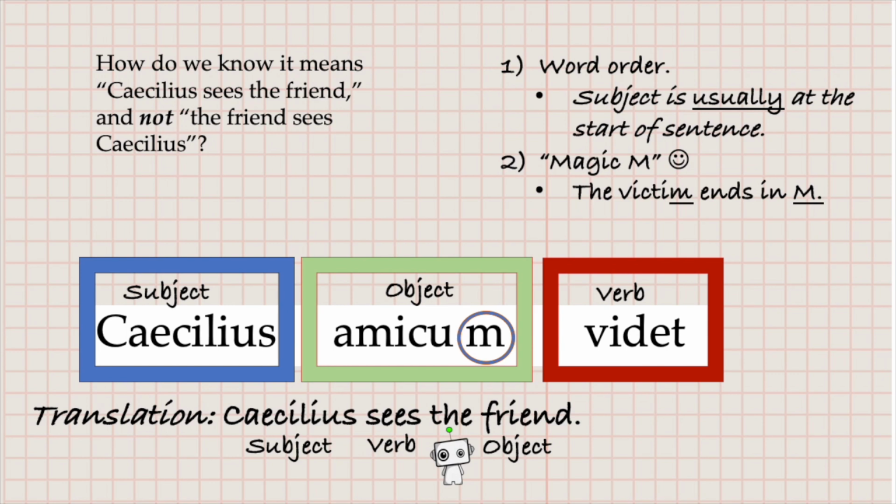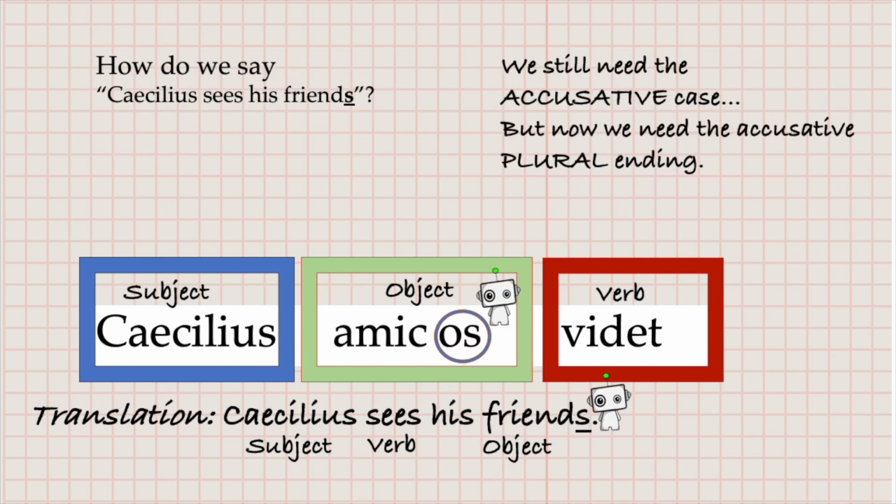Here's the accusative singular in action. Remember, it's got that magic M ending. So Caecilius sees his friend amicum rather than amicus. The subject's usually at the start of the sentence, the verb's at the end, and the object is in the middle. How do we say Caecilius sees his friends? Well, we still need the accusative case, but now we need the accusative plural ending. Caecilius amicos videt. The word order hasn't changed. The subject and the verb haven't changed. The stem of amicus hasn't changed. It's only the ending that's different.